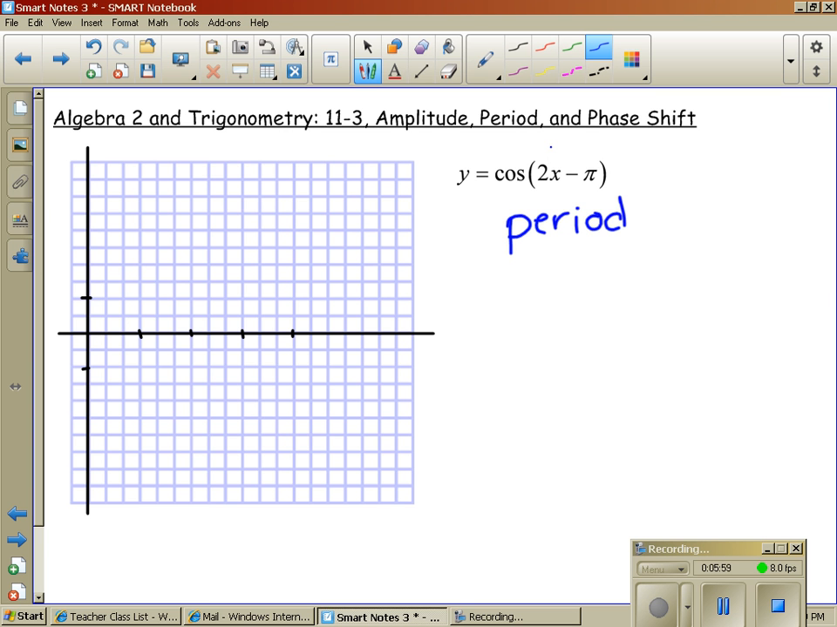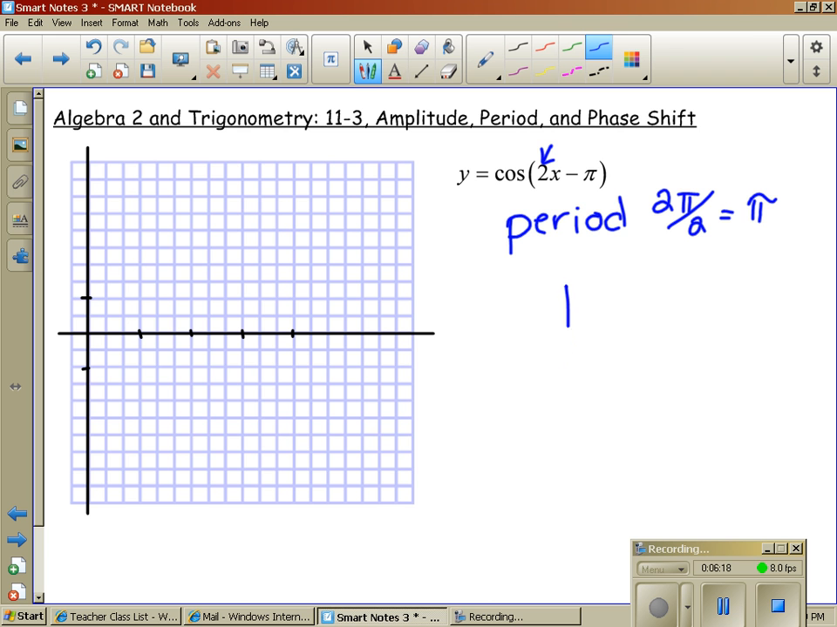So now we have to take into account that this is no longer 1, right? The period is 2 pi divided by the number in front of the x, which is 2. So my period is pi. So not only do I have to do a phase shift, but I also have to change the period. It's not going to be the normal curve.